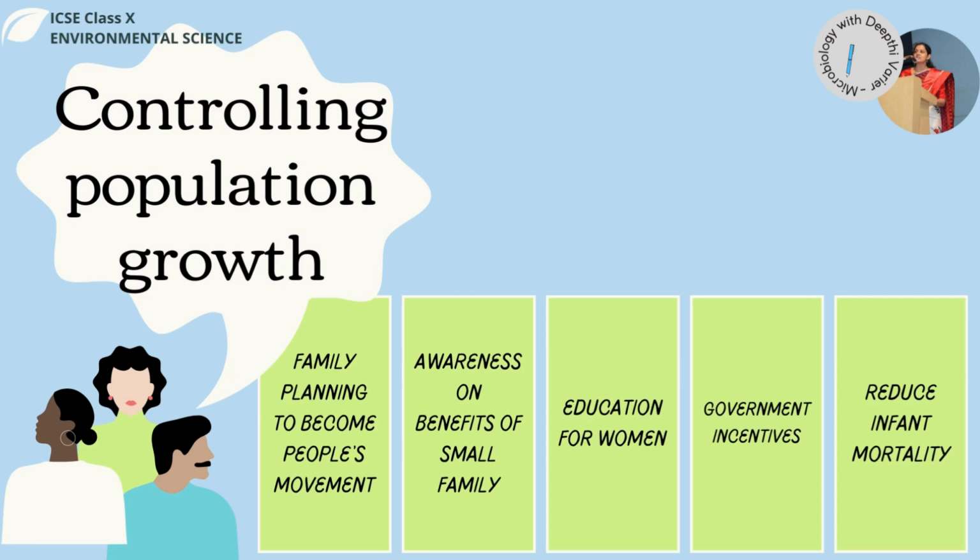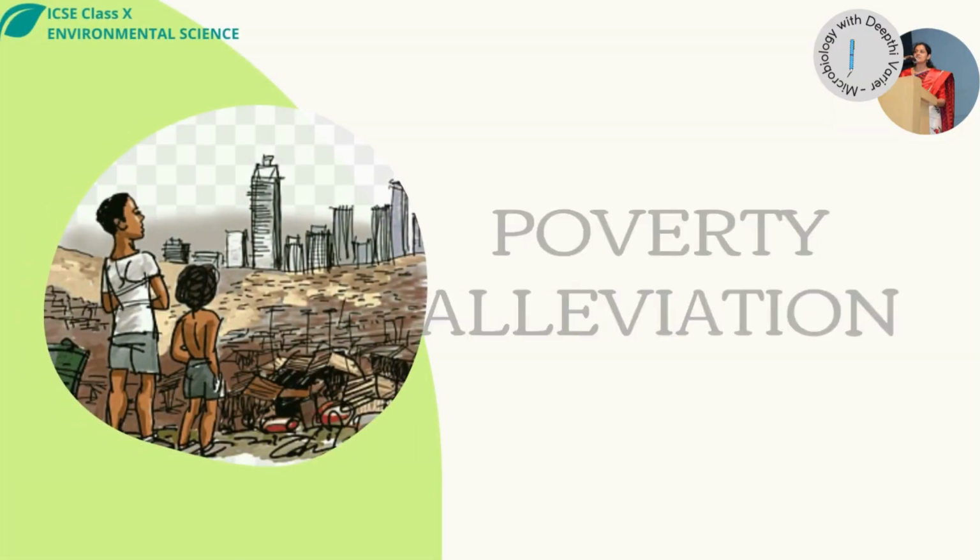In many countries the healthcare system is so poor and the sanitation facilities are in such a bad condition that parents usually have many children so that at least a few survive till adulthood. That shouldn't happen. If you reduce infant mortality and ensure that healthcare and sanitation are in good condition, then parents will have smaller families and all the children will progress to adulthood. So these are some of the strategies for controlling population growth.